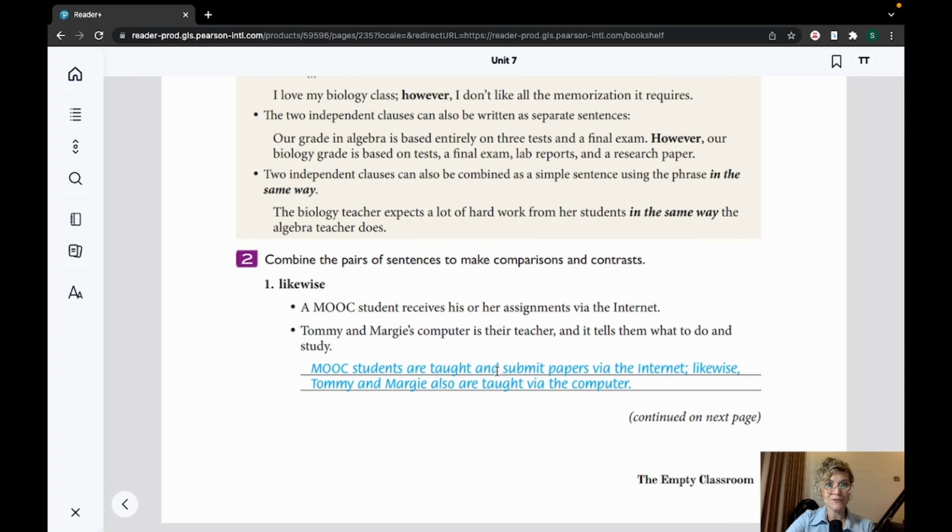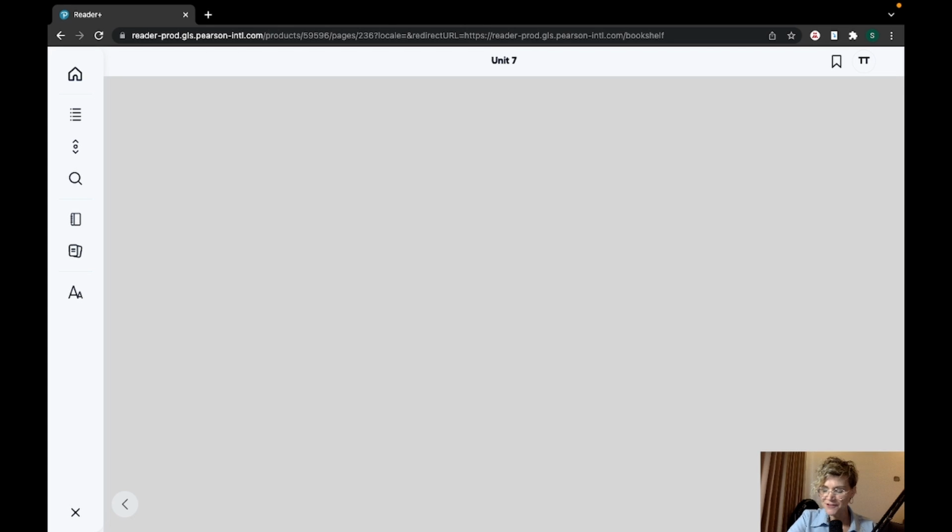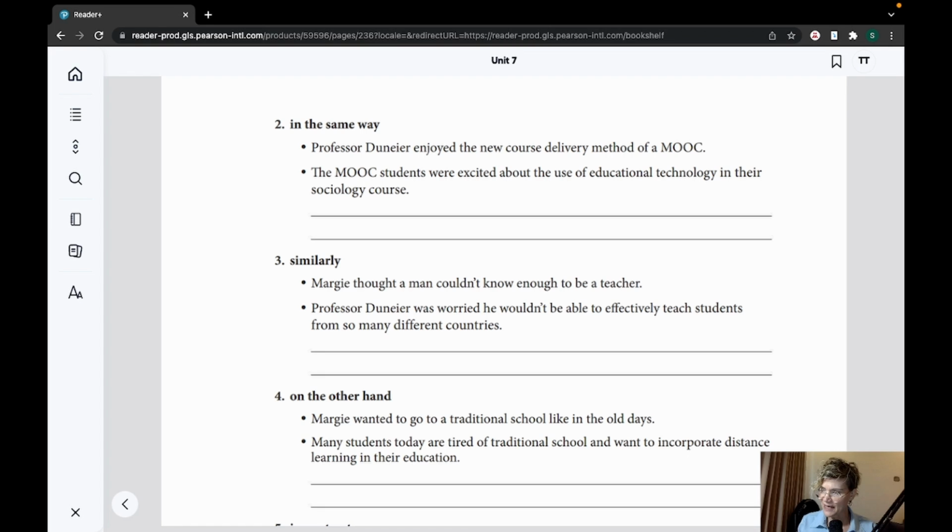Please go to your ebook and reread your syntax. Combine the pairs of sentences to make comparisons and contrasts. So in this case, you use the word likewise. MOOC students are taught and submit papers via the internet; likewise, Tommy and Margie also are taught via the computer. Okay, I'm going to ask you to combine the pairs of sentences, number 2, 3, 4, 5, and 6. Use the bold word or phrase. Go ahead.